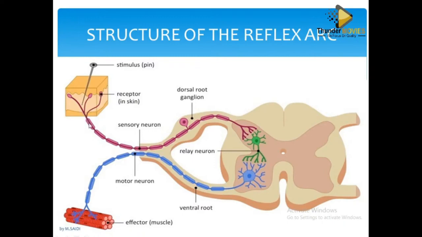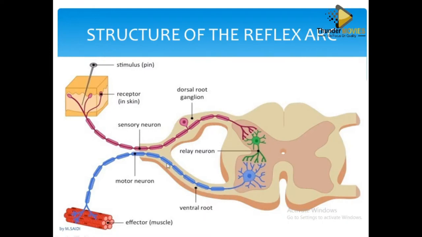Then the electrical message will travel along the sensory neuron. It enters the spinal cord via the dorsal root. Then the sensory neuron will connect to the connector neuron using a synapse. The synapse is a connection between two or more neurons. The connector neuron, or what you call the relay neuron, will connect to the motor neuron by another synaptic connection. The motor neuron will take the impulse away or out of the spinal cord via the ventral root.